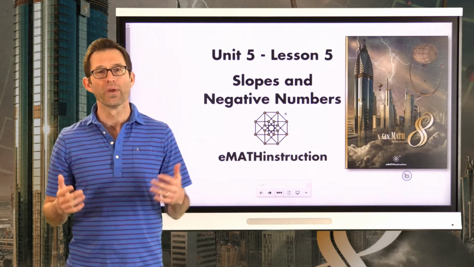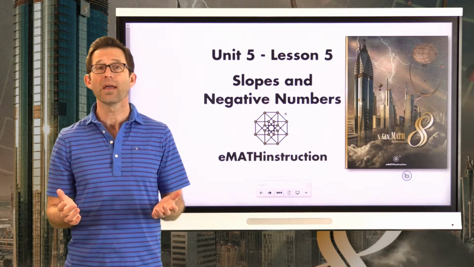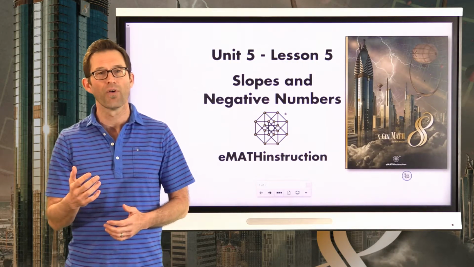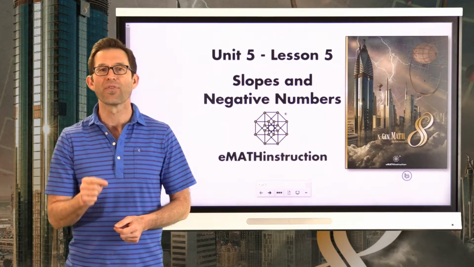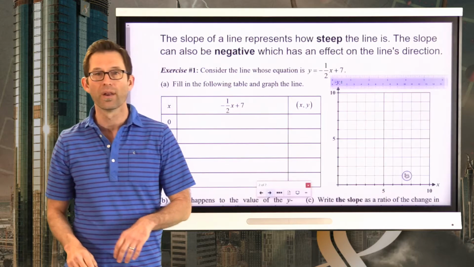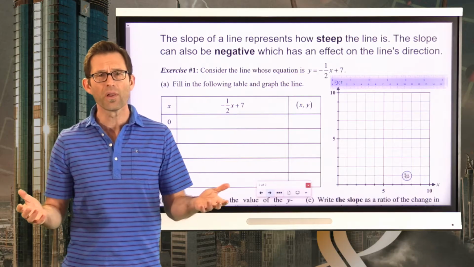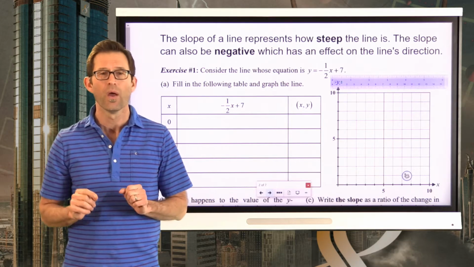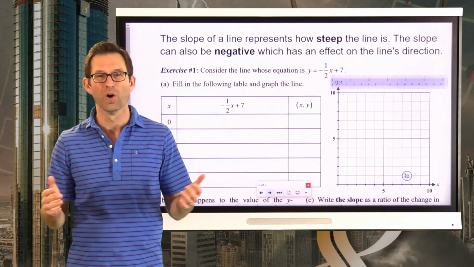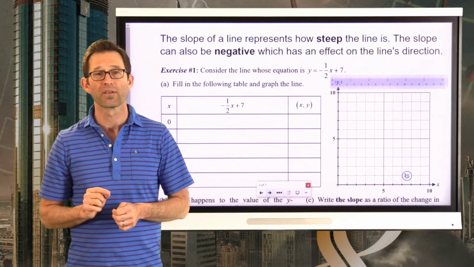But there's absolutely no reason why the slope, which is a number, remember, can't be negative. So what we're going to do today is explore how negative numbers get involved in slopes and what they will tell us about the movement of the line. Let's jump right in and see a line that's got a negative slope. The slope of a line does represent how steep it is, or maybe I should say the absolute value of the slope represents how steep it is. But the slope can be negative, which will have an effect on the line's direction.